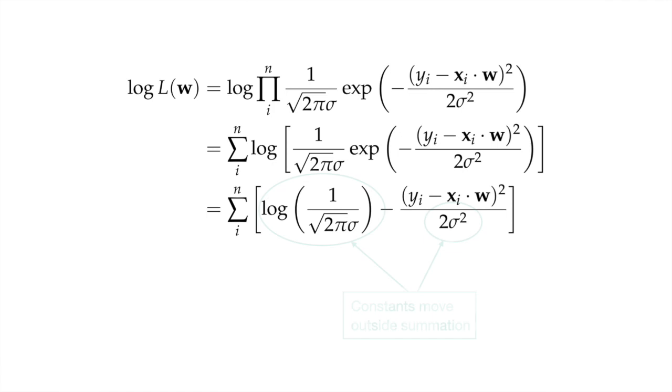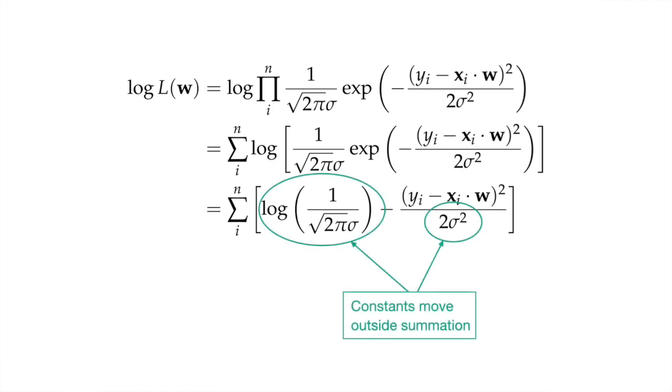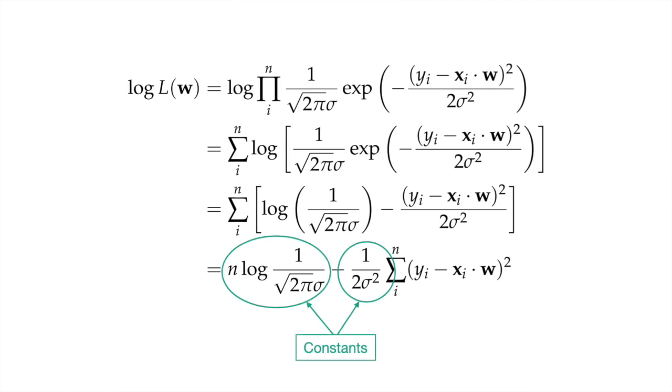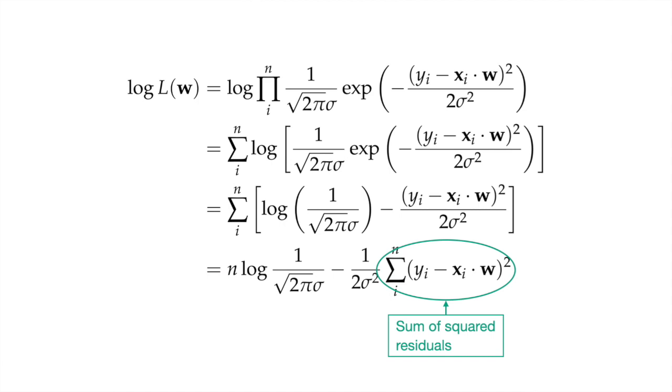Again, that initial log 1 over root 2 pi sigma term is just a constant, and we can move it outside of the summation. Similarly, the divisor of 2 sigma squared is also a constant, and again, we can move that outside of the summation. We wind up with an expression like this. Both the factors outside the sum are constants. The factor inside the summation, the yi minus xi dot w squared, that is just the squared residual for example i, and so the summation itself is just the sum of squared residuals.